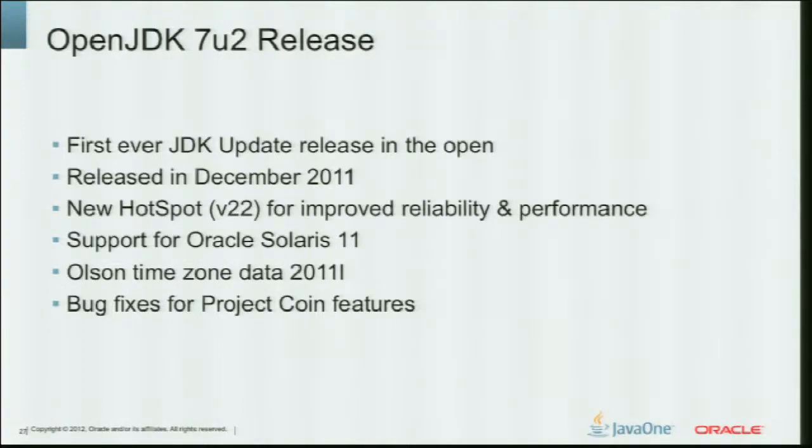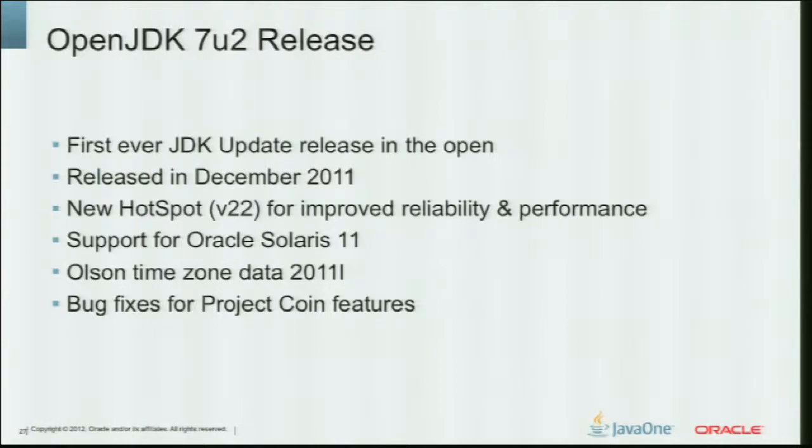So where JDK 6 stayed on HotSpot version 20, I think, 7 updates have since moved along to newer and newer versions, bringing performance and reliability improvements. Then, of course, we did bring in support for a new operating system, Oracle Solaris 11, but it was just a new revision of Solaris, right? It wasn't a wholly new thing like OS X was.